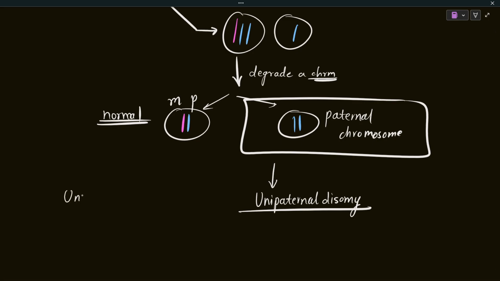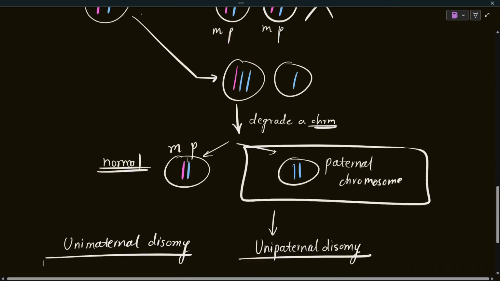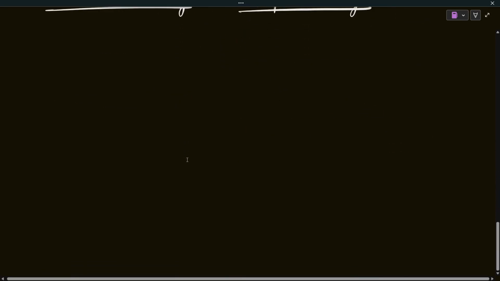And there could be another case known as unimaternal disomy, which means both copies of the genome are inherited from the mother. So this abnormality can also cause Beckwith-Wiedemann syndrome. Let's see how. Let's say that there is unipaternal disomy, which means both of the alleles are paternal alleles.